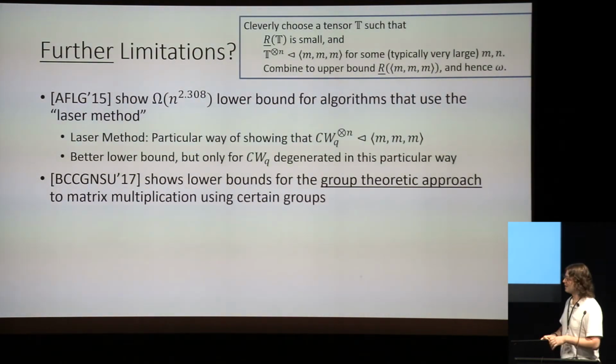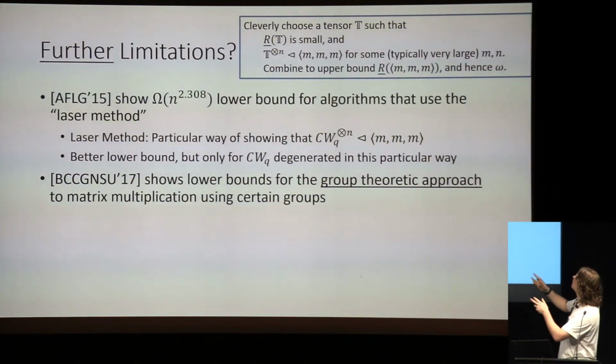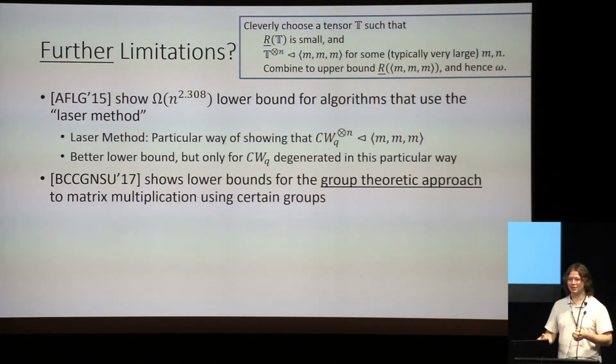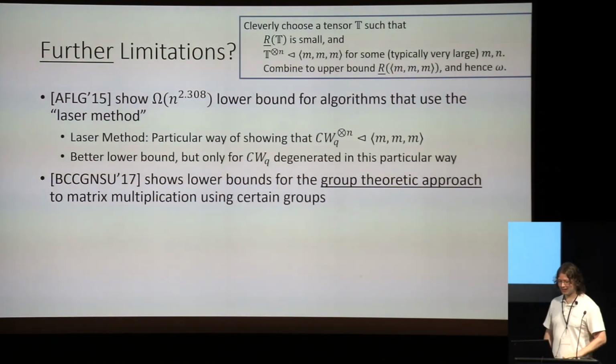They show that if you use the Coppersmith-Winograd tensor and you use this laser method to degenerate it, then there's a lower bound. Their lower bound is actually a better lower bound than what we prove, but it's for a more specific class of algorithms. They have to be using the Coppersmith-Winograd tensor, and they have to be doing the degeneration in this type of way.